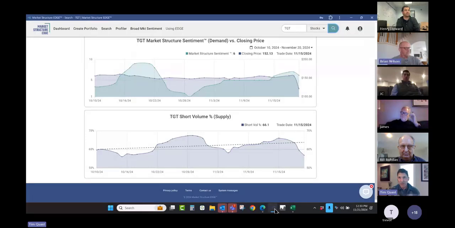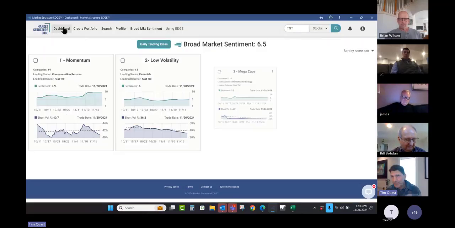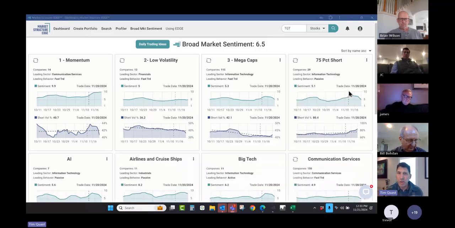So let's see here. I'm going to share my desktop, and you will see my screen. This is the Edge dashboard. I happen to be looking at TGT here, and I'm going to come around to that. It's one of the things I want to talk about today. If you're new to Market Structure Edge, and you veterans, just bear with me for a moment, because the repetition gets old for you, but it's a good form of emphasis.